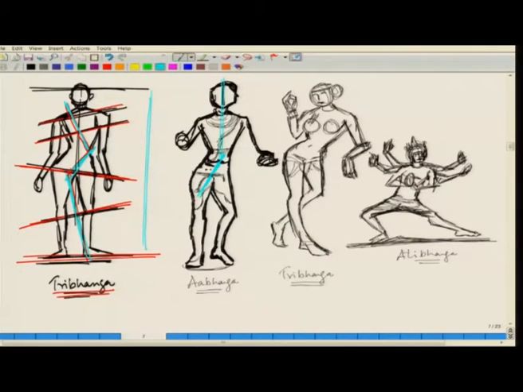Now, this is another example of a female body in Tribhanga. Again we can see that the body is bent in a Z-like formation. So, there are 3 points. And this is Atibhanga, where the body is bending several times in several orders, so more than 3 or 4, and many. So, this is Atibhanga, or multiple bend.